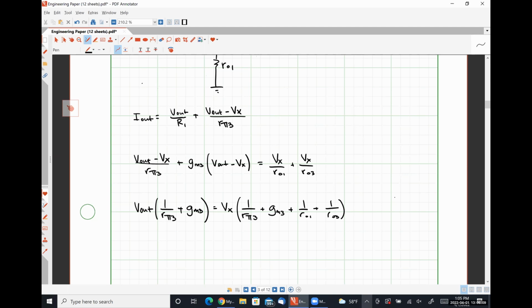Okay. R pi 3 in parallel with R naught 1 in parallel with R naught 3 in parallel with 1 over GM3, all to the negative 1 power. And on the left-hand side, this looks like the reciprocal of R pi 3 in parallel with 1 over GM3.